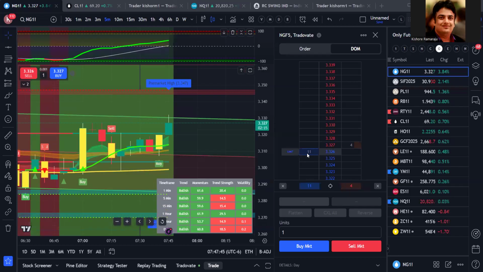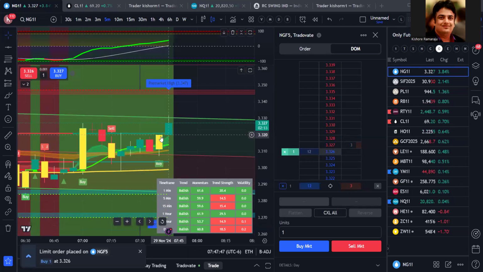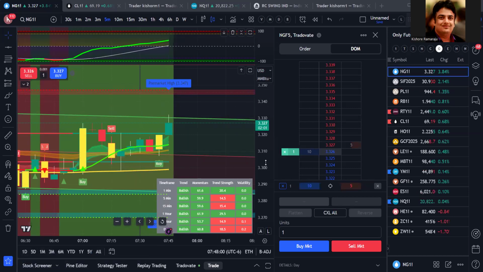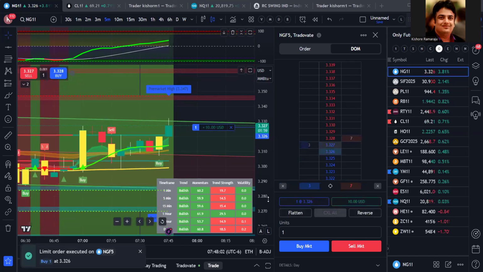So it may still go here. So we can go and take a look. Just now we got a buy signal. Just before one candle before we got a buy. So there is a possibility for this one to go all the way till 3.346, which is nearly $200. So I took a long on natural gas. Right? The reason is the trend is bullish, momentum is bullish. The strength is little less.